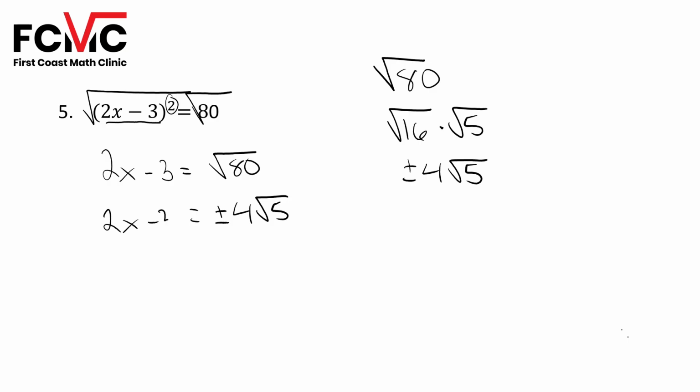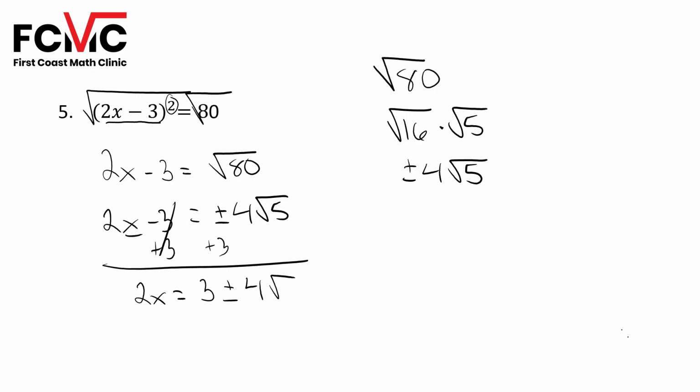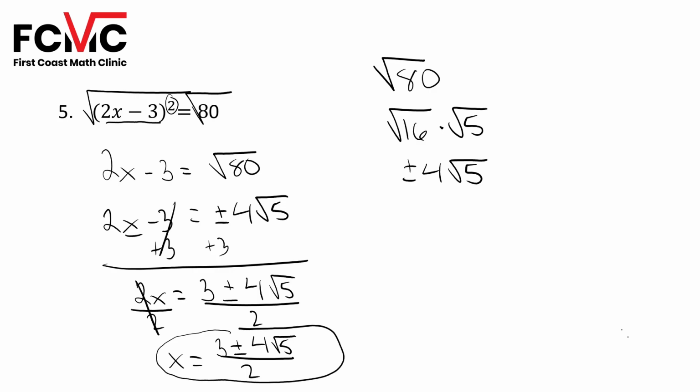Equals 2x minus 3. So we want to get that x by itself. So I'm going to add 3 to both sides. So I get 2x equals 3 plus or minus 4 square root of 5. Let's divide by 2, divide by 2. 2's cancel out on the left. So my answer for x is going to be 3 plus or minus 4 square root of 5 all over 2. So this is my answer for number 5.